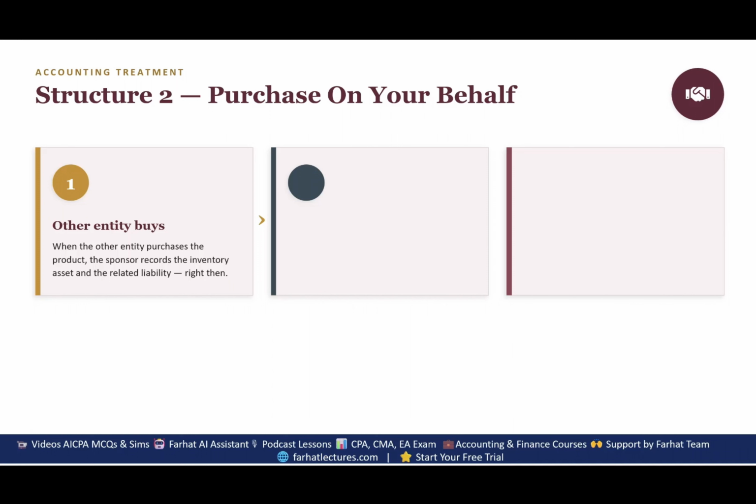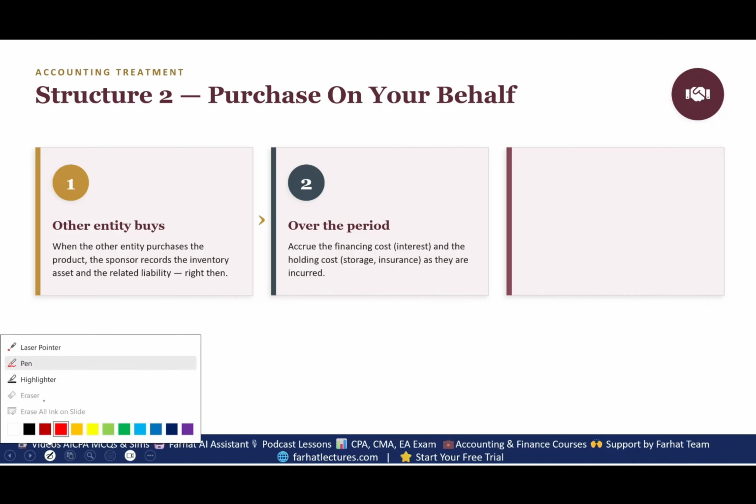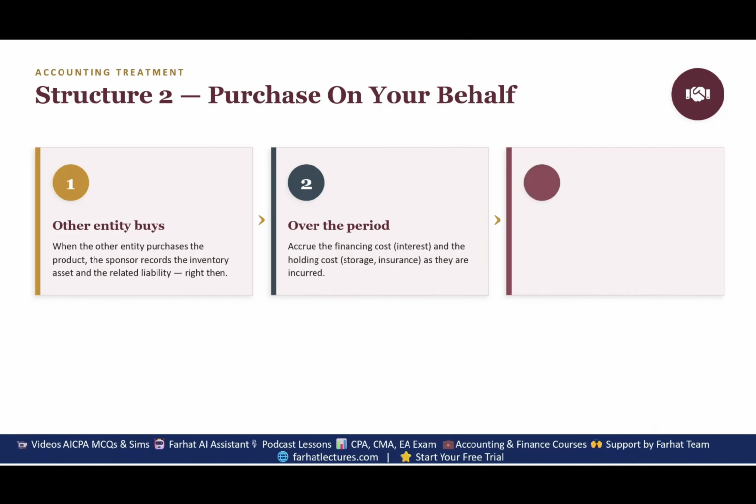But first, who bought it? That third party. So in structure 1, the company owns the goods first. They have the goods in their warehouse. In the second structure, what we're looking at here is the other party buys the goods first, some other company, and holds them for you until the company takes them. So over the period, you accrue financing cost, which is interest, and holding cost, storage and insurance, as that cost is accruing. This is the second structure.